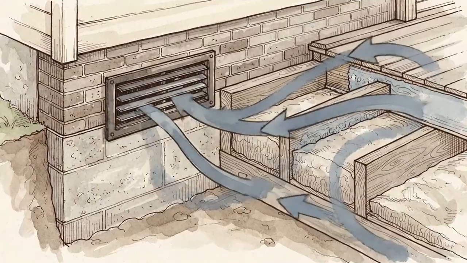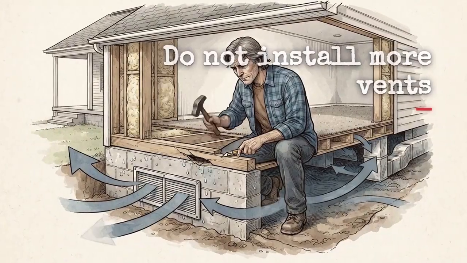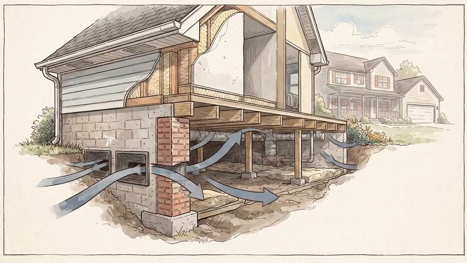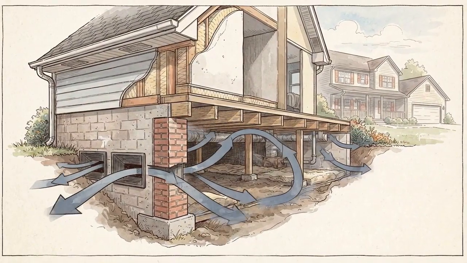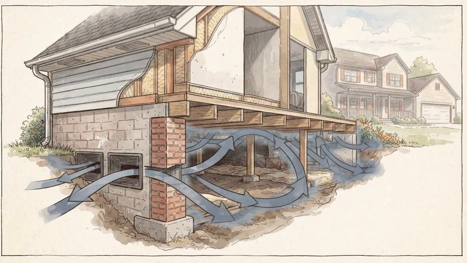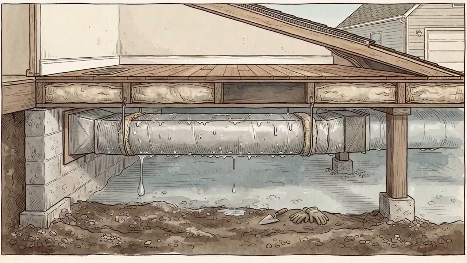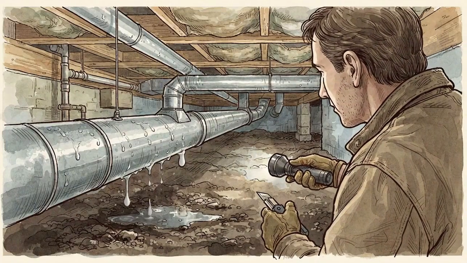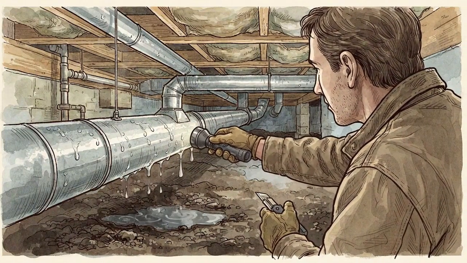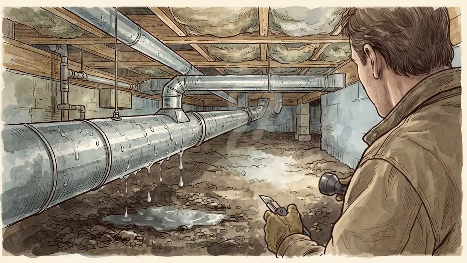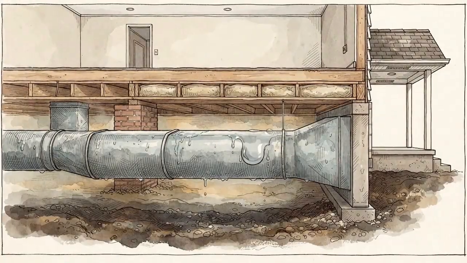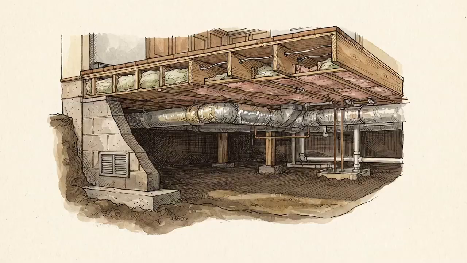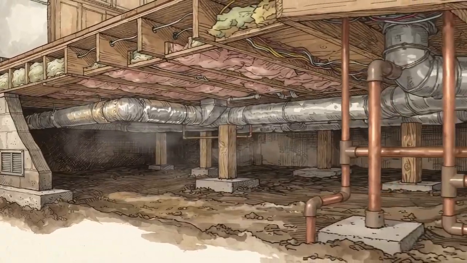Here is what you must not do. Do not install more vents. Do not open the existing vents wider. Do not add a powered exhaust fan to pull more outside air through a vented crawl space in summer. Every one of those actions increases the volume of humid outdoor air entering the space and accelerates the condensation described above. Building Science Corporation guidance explicitly flags this as a counterproductive intervention in summer humid conditions.